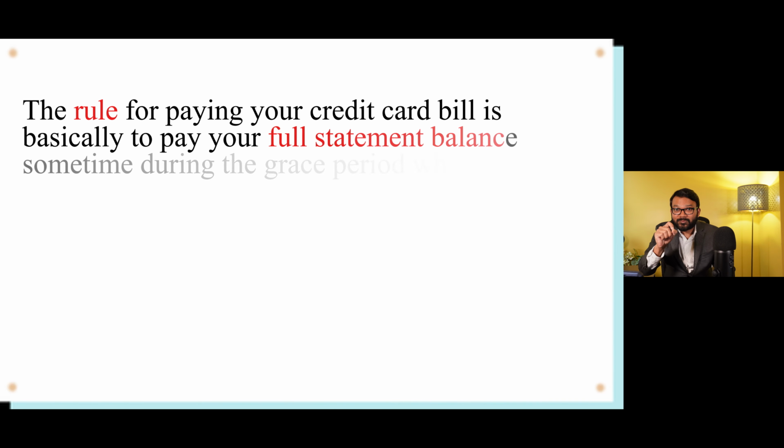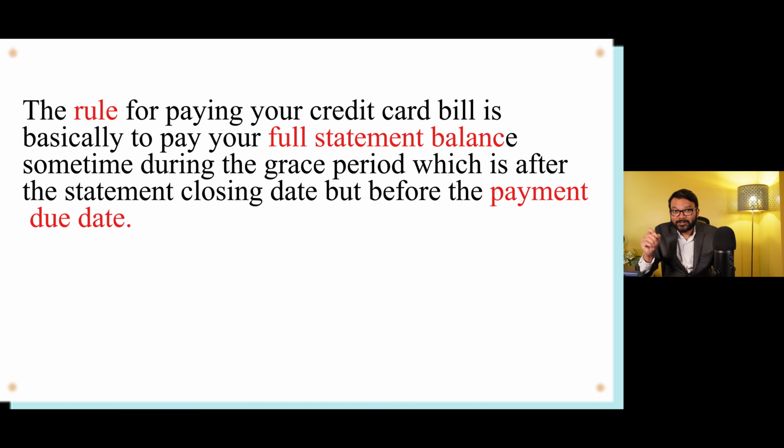Which means the rule for paying your credit card bill is basically to pay your full statement balance sometime during the grace period, which is after the statement closing date but before the payment due date.